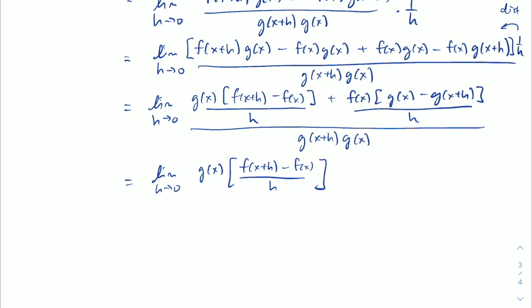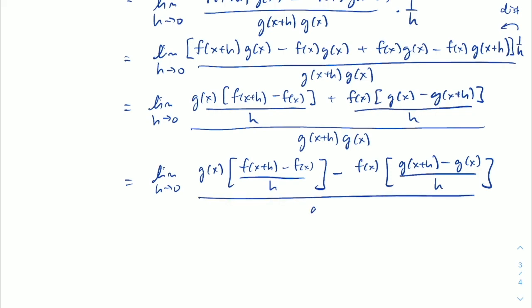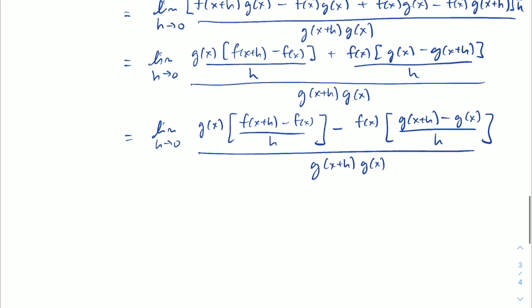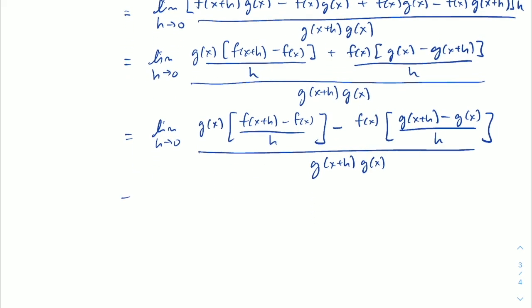And if you stare at this second term, you can see that it's almost the derivative of g. We have this g of x plus h and g of x, but it's swapped. So what I'm going to do is introduce a negative sign, and that will reverse the order of those two g of x terms. Okay, and then we'll divide the whole thing by g of x plus h times g of x. All right, so now we're pretty much done.